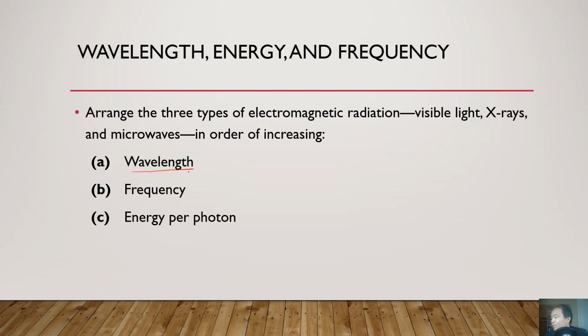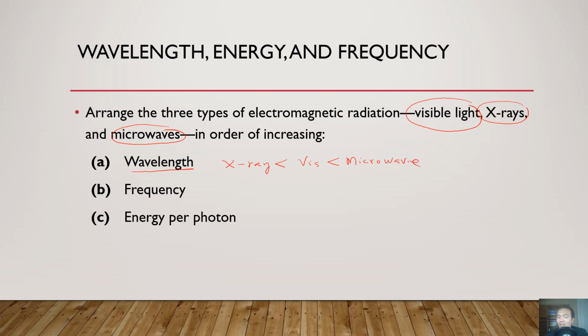For wavelength, we do know microwave has the longest wavelength, and visible light is right in the middle. X-ray has the shortest wavelength. So we arrange it in the increasing wavelength. It will be X-ray, smaller wavelength than visible light, then microwave.